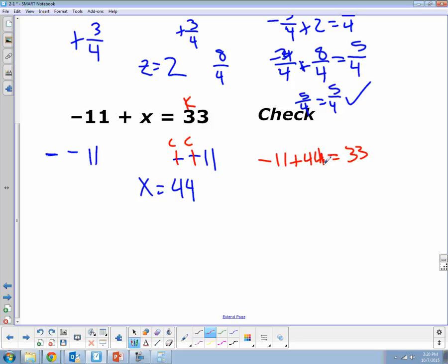Let's find out. Negative 11 plus 44, it starts at 11 below, and gets 44 degrees warmer. It's going to end up at 33 degrees. So it works. And that's how we do with those three problems.